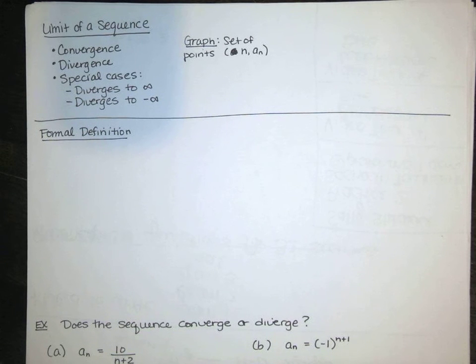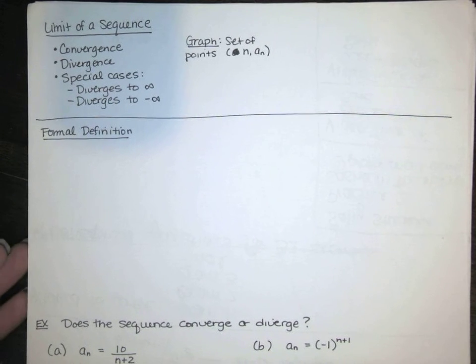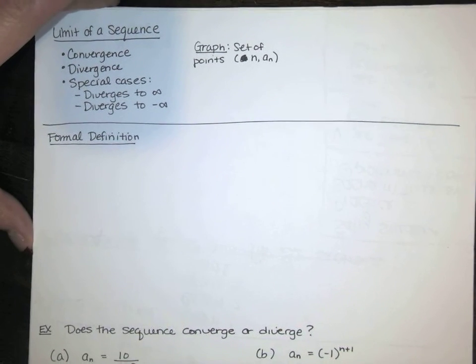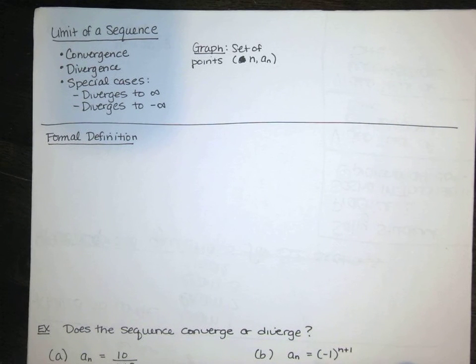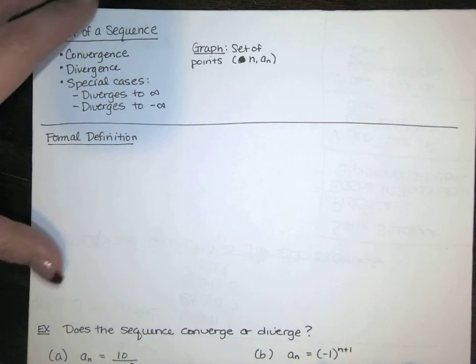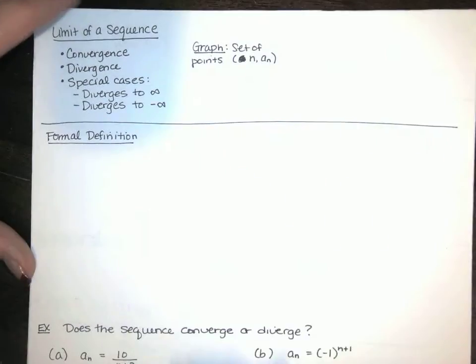We're also going to talk about what it means for a sequence to converge or to diverge, and then we're going to look at special cases, a couple of special cases. Sometimes we say a sequence diverges to infinity, and sometimes we say a sequence diverges to negative infinity. So before we get started, I think it's helpful to think about a sequence in a slightly different way for this section, for this topic.